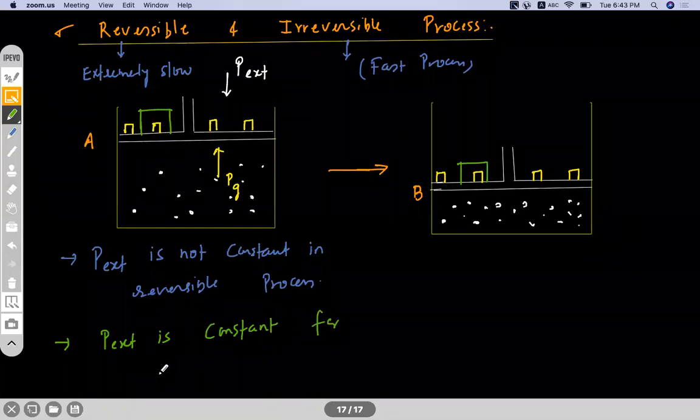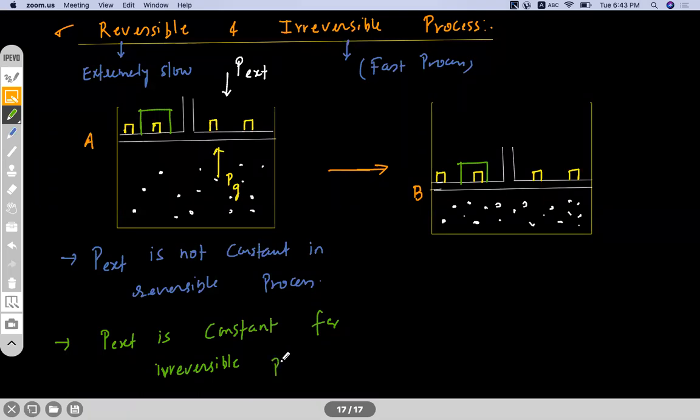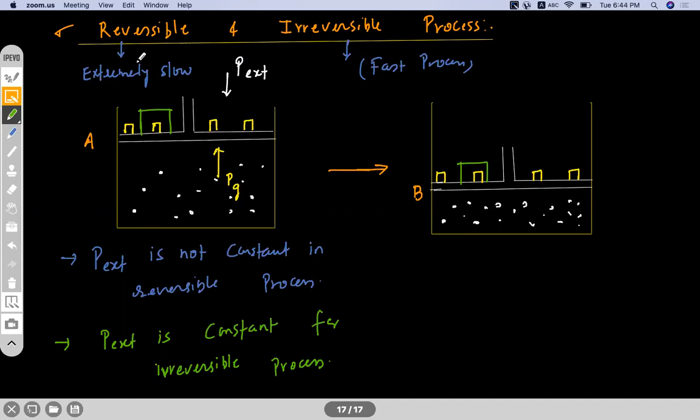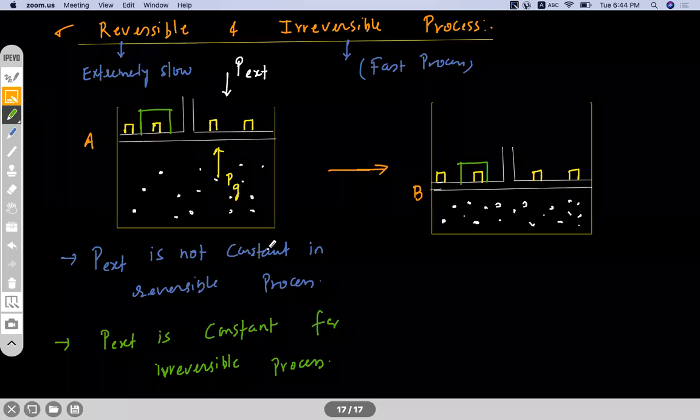for irreversible process. Now you tell me, this point is very important. If you understood it, all other points you can memorize, but this you need to understand in irreversible process. Is it clear? Right? So this block, the green one, is for irreversible process. And the four small blocks that you see are for reversible process. So you must understand and remember, P external is not constant for reversible process, but it is constant for irreversible process. That's why when we calculate the work done in reversible process, we don't take P external out of the integral sign since it is not constant. Understood now?